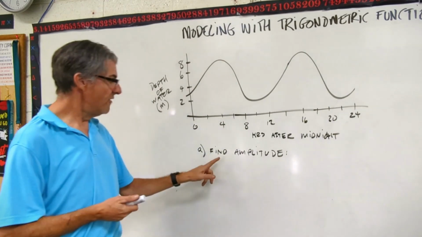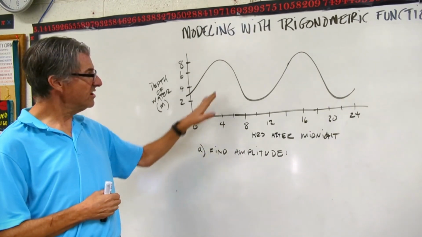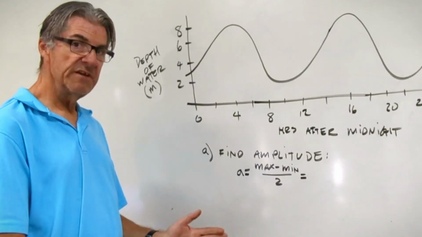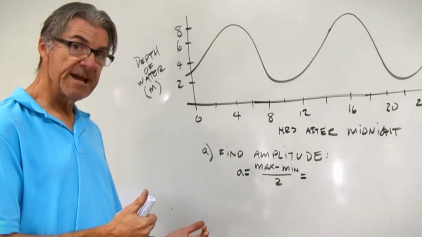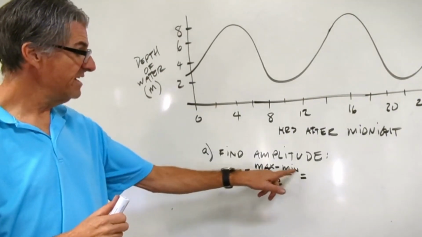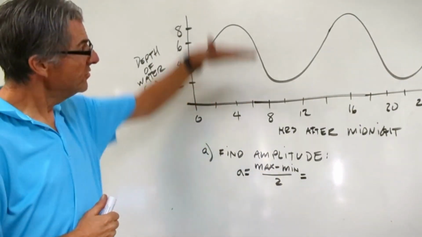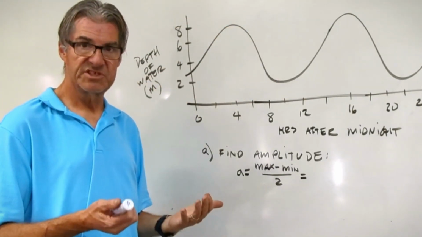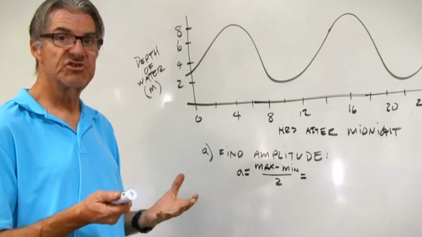So first off, find the amplitude. Take a look at this graph and think about it and see if you can come up with the amplitude. All right, I want to give you a little equation that helps you find amplitude. It's always going to be the max minus the min divided by 2. You can also analyze the amplitude by just looking at the graph, but from working with several of you in the classroom, I know that's sometimes challenging.